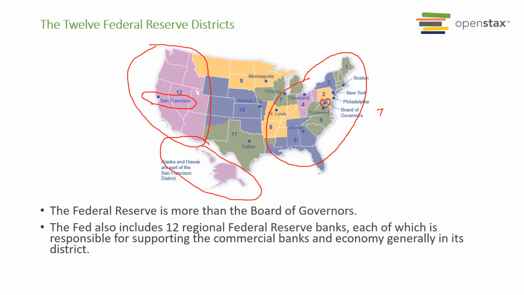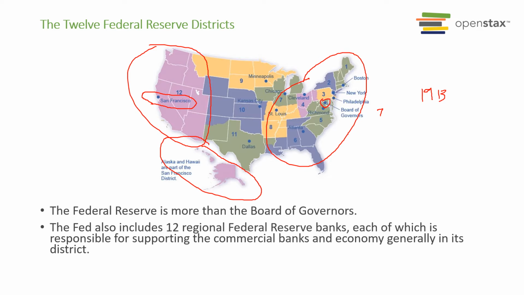And the reason is that this map was developed back in 1913, so more than 100 years ago. Think about what the US economy was like. Back then, most of the economic activity was on the East Coast, and the West Coast was the Wild Wild West. There wasn't much going on there, so there was very little economic activity and banking operation on the West Coast, but there was a lot of it on the East Coast.